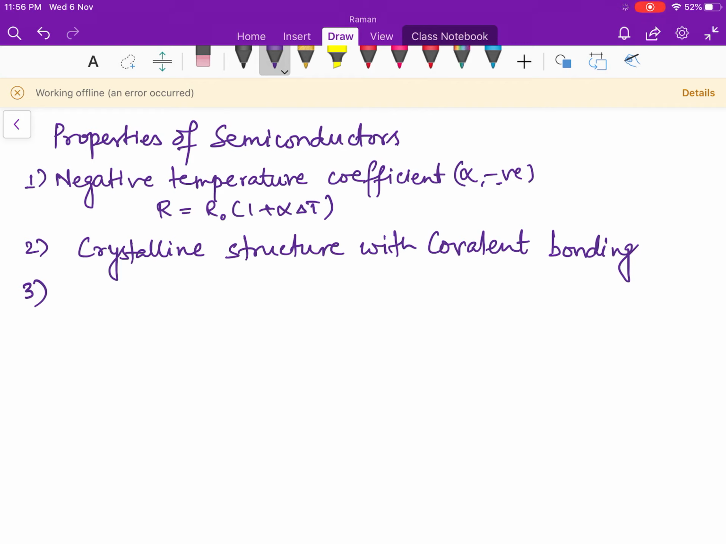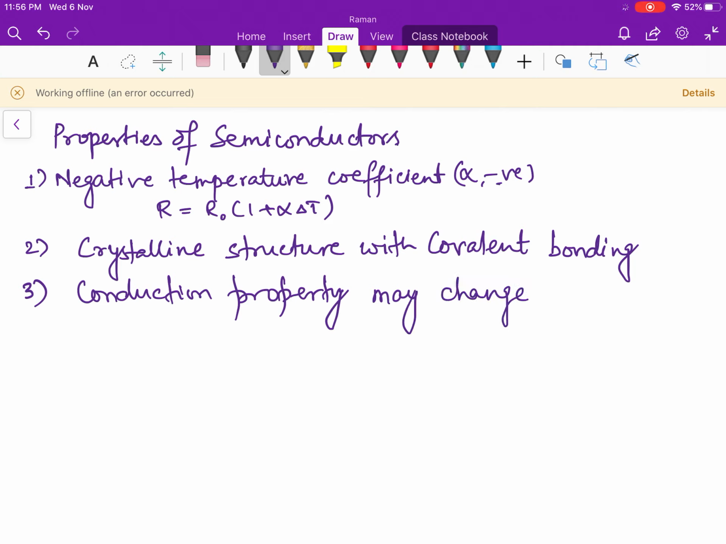Third point, conduction property may change by adding impurity. And generally its position in the periodic table is group 4.